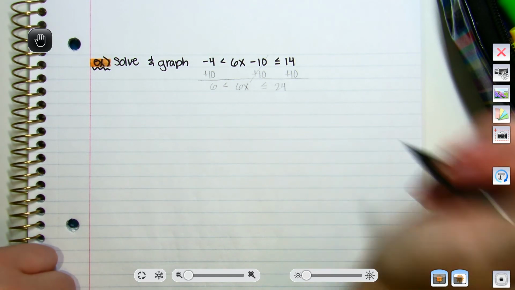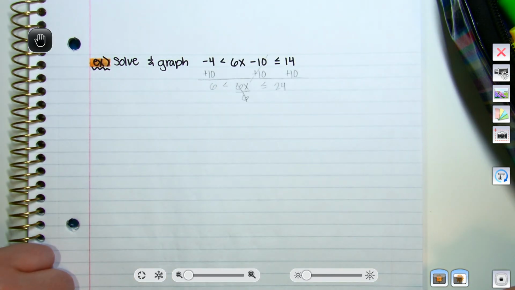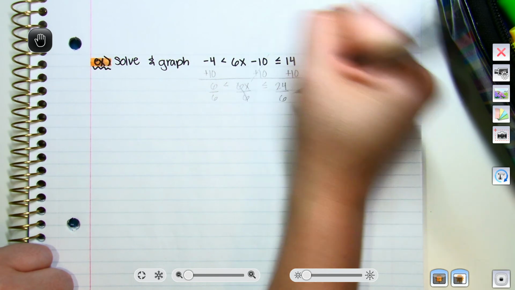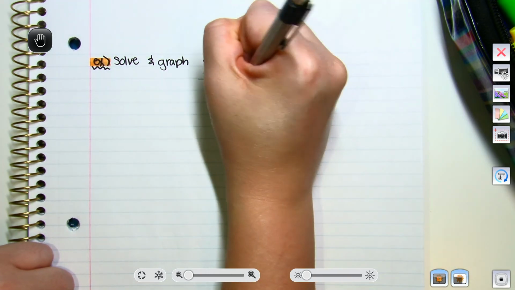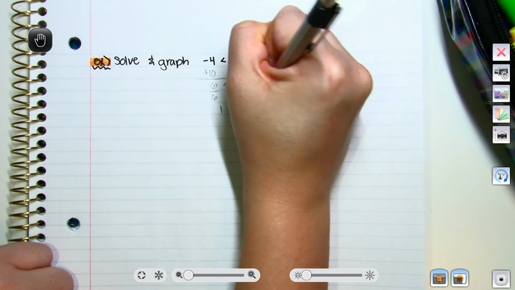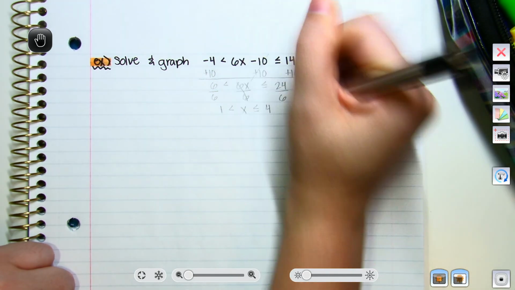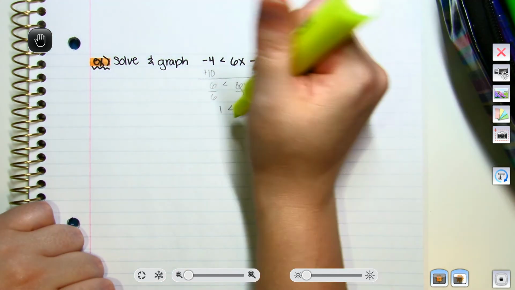All right, now my last step I need to do is divide by 6. And again, if I divide the middle by 6, I also have to divide the left side and the right side. It needs to stay balanced. So this becomes 1. I'm left with the x in the middle. And 24 divided by 6 is 4. My x is now isolated, so I'm finished.